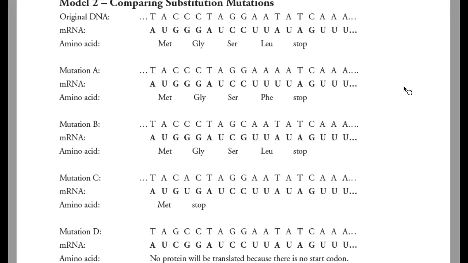In this second model, all of these mutations have had something happen to them. You need to circle the substitution that occurred by comparing the mutated DNA with the original DNA. Who wants to find where the changes are in mutation A?